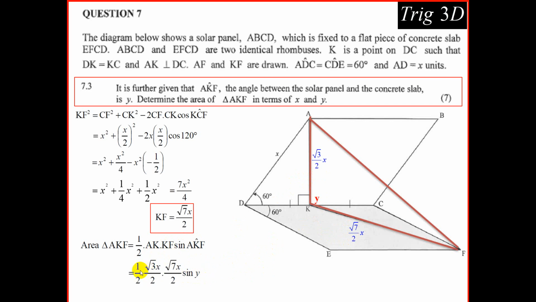We can work this out. Root 3 times root 7 is root 21. X times x is x squared. And 2 times 2 times 2 is 8. So we have x squared root 21 sine Y all over 8.